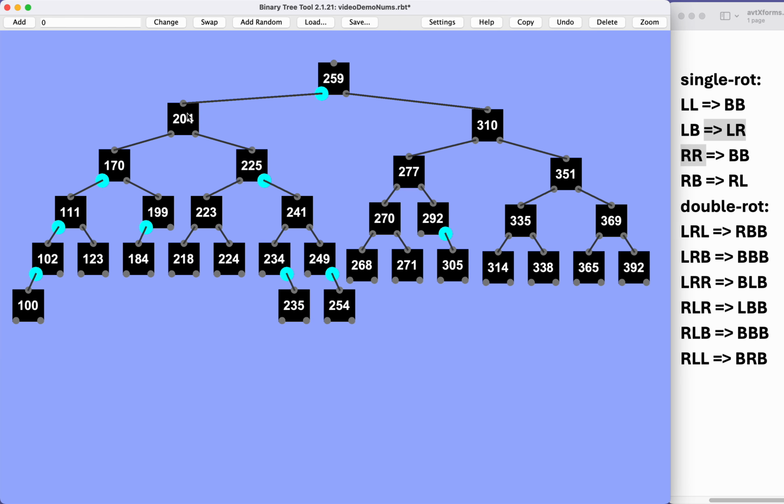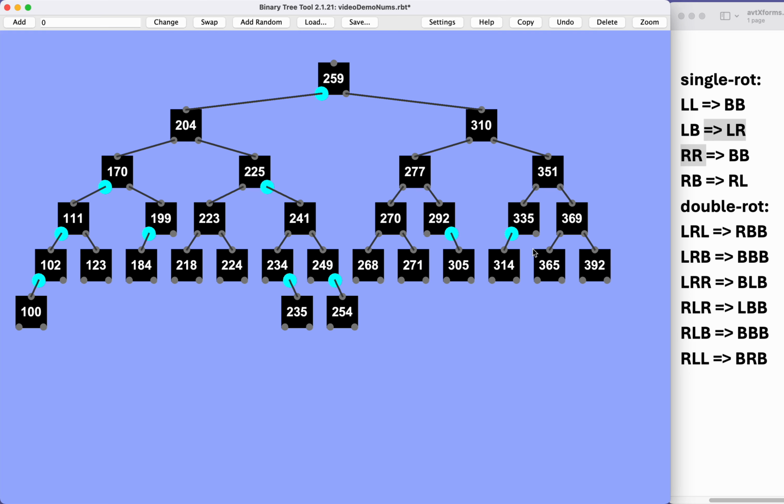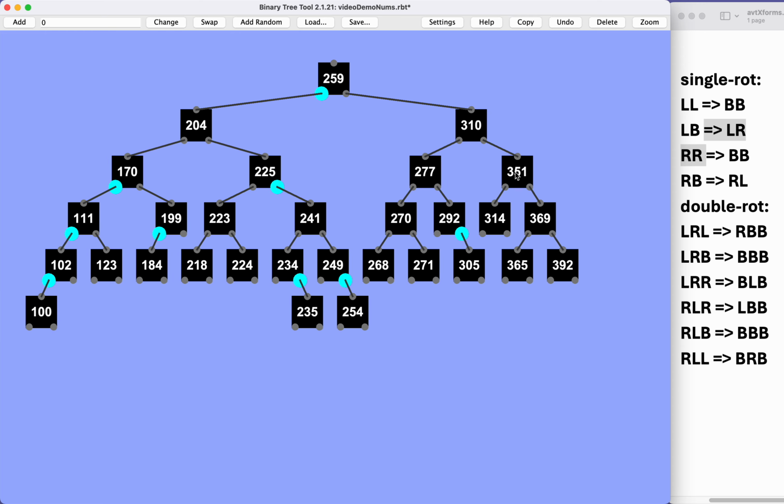Okay, let's delete the 338. Well, that just is an adjustment. This guy needs to adjust to the left, which it does. Now delete the 335. The left subtree of the 351 has gone from unbalanced to balanced, therefore it has shrunk, so I need to adjust the balance to the right. There we go. And now the 314 goes away.